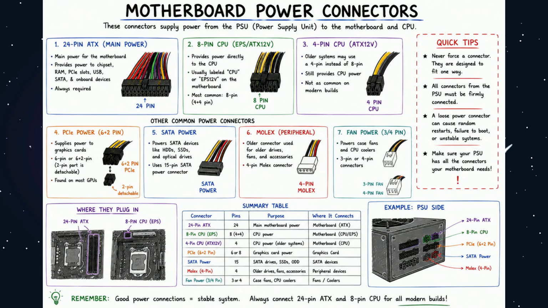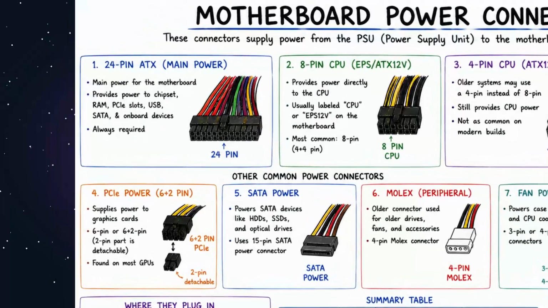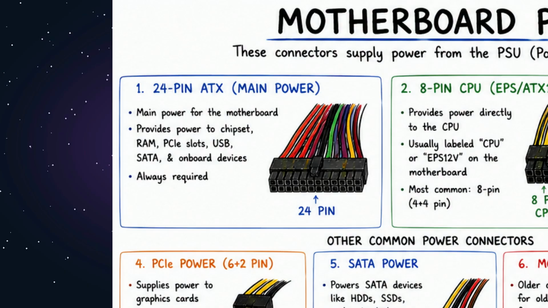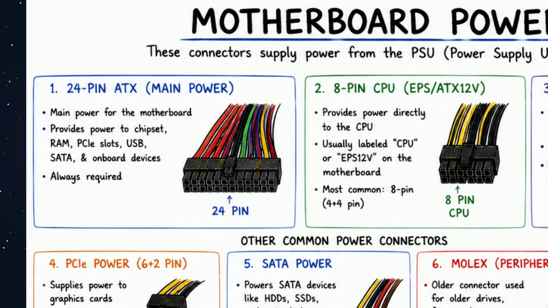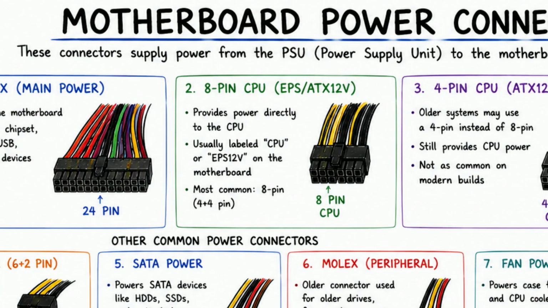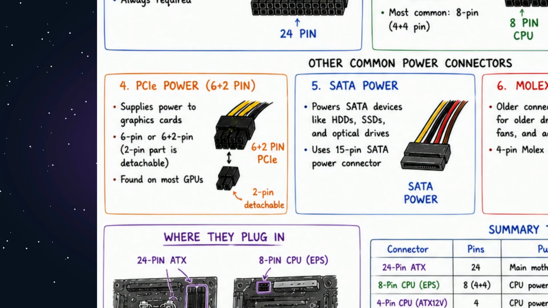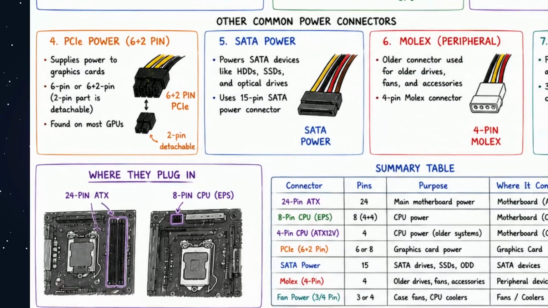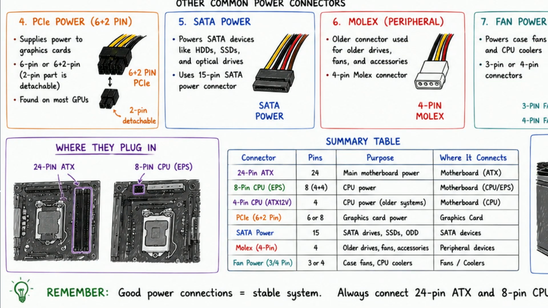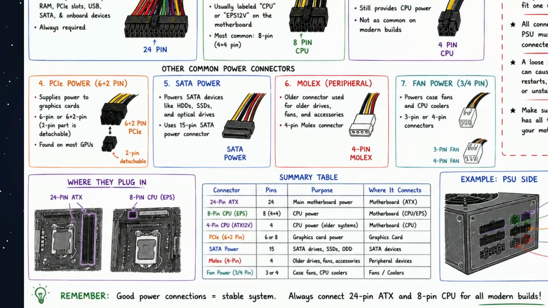Every component inside your PC requires power from the PSU, or the power supply unit. The main motherboard connector is the 24-pin ATX connector. You'll also commonly see the 8-pin CPU power connectors, the PCIe GPU power connectors, or even the SATA power connectors. One very common beginner mistake is forgetting the CPU power connector near the top of the motherboard, and when that happens, the system may appear completely dead.